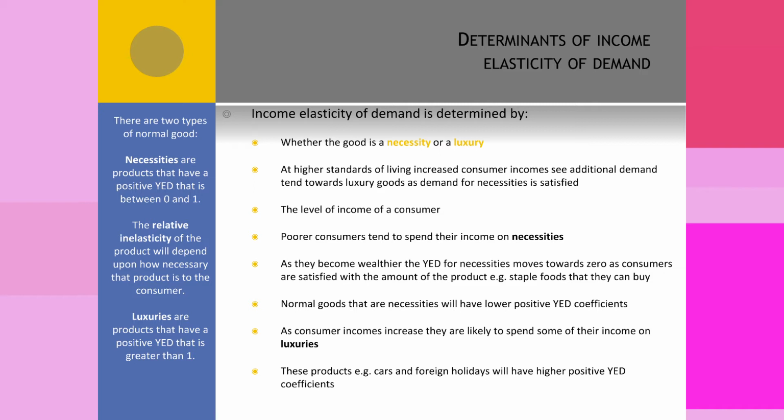So pausing this video now, adding some keywords to our glossary list. So necessities is a good word, and writing down that they are products that have a positive YED between 0 and 1. Relative inelasticity of the product will depend upon how necessary that product is to the consumer. So you could add in relative inelasticity, as well as luxuries. So these are positive, greater than 1.